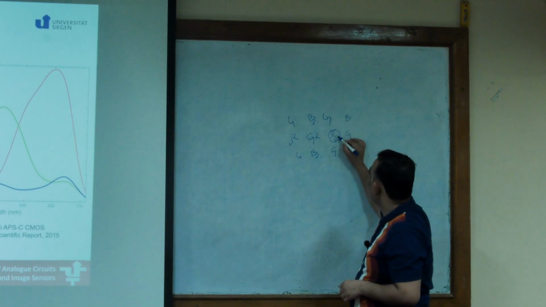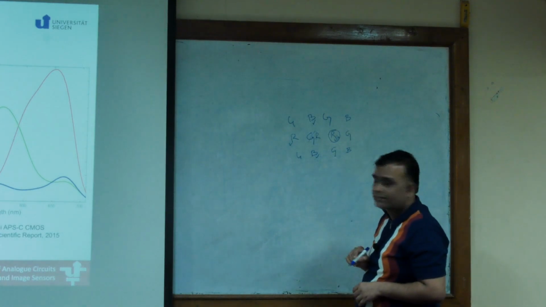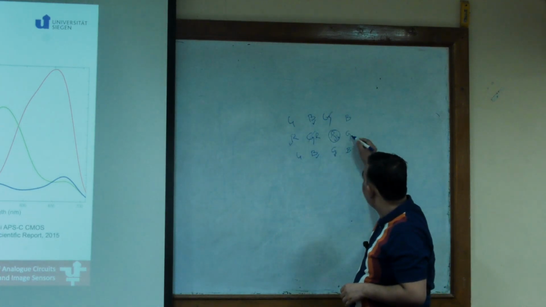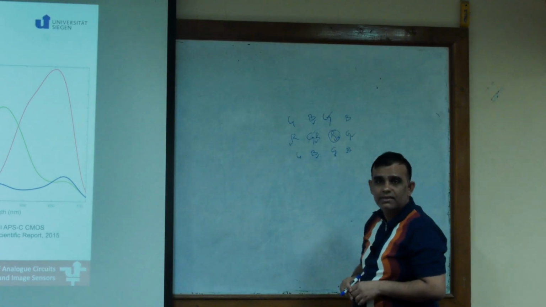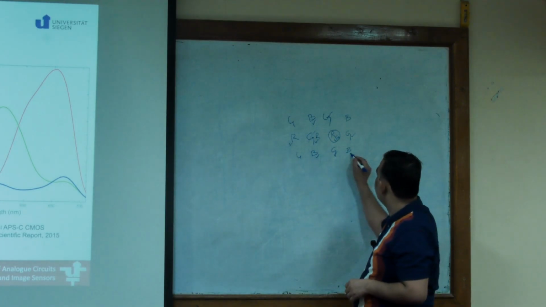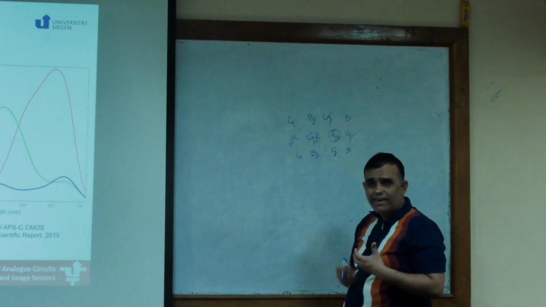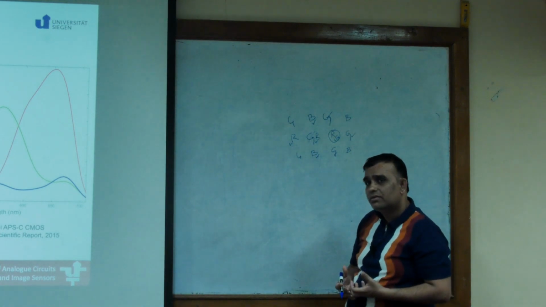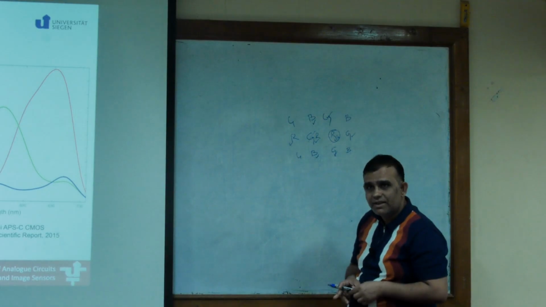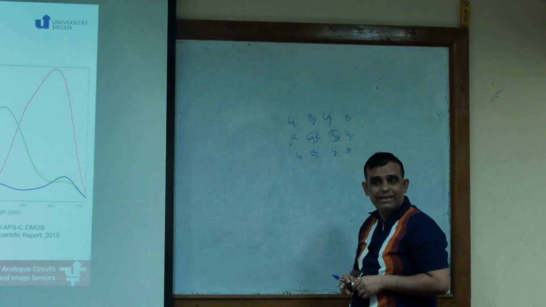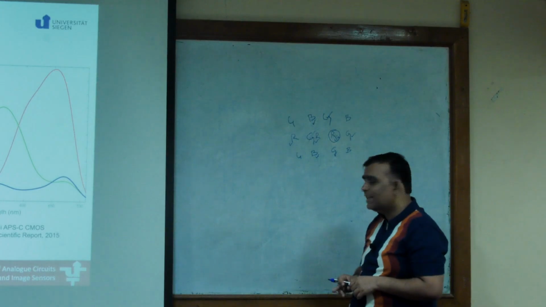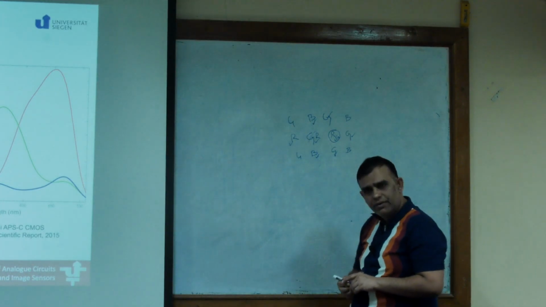if I want to find the green value at this pixel, I have got 4 greens to average and 4 blues to average on the corner. So the way I am averaging out is not uniform. As a result, I get a bit of noise in the image. Now this is an area where quite a lot of work has gone in.